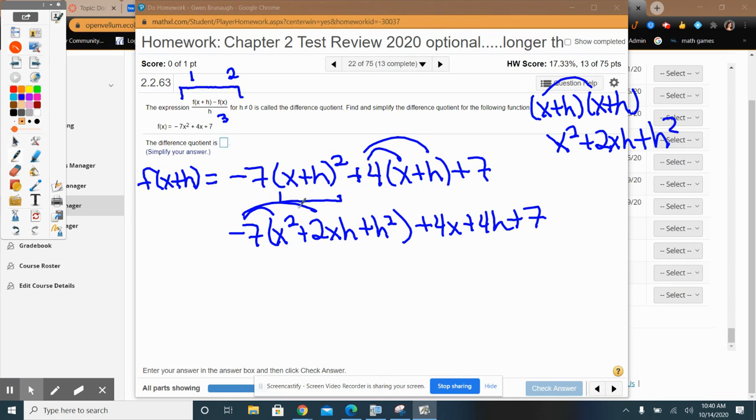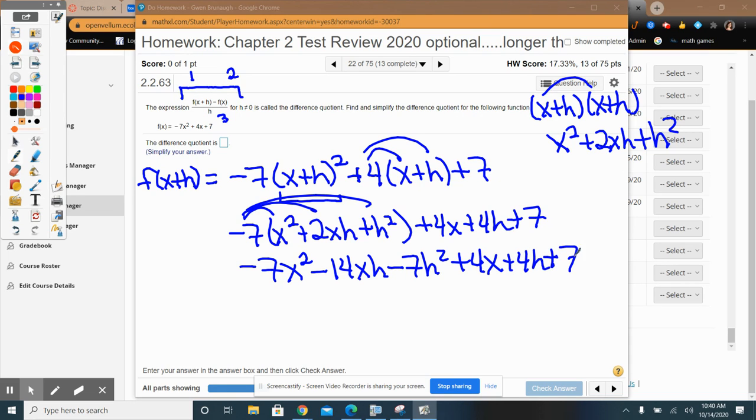A little more distributing, and then we'll be done. There won't be any like terms. Negative 7x squared minus 14xh minus 7h squared plus 4x plus 4h plus 7.